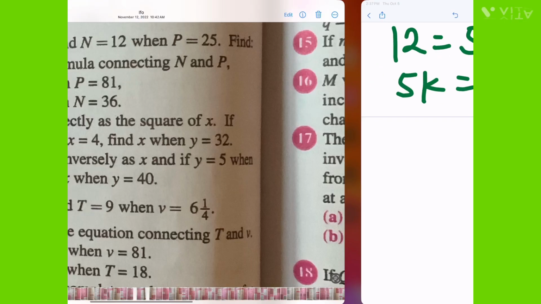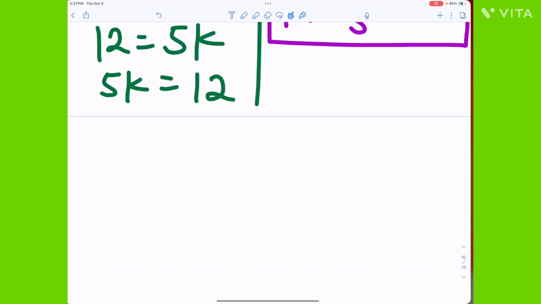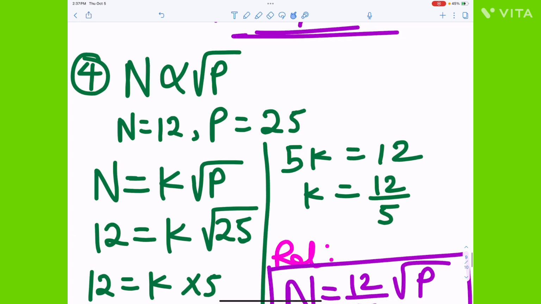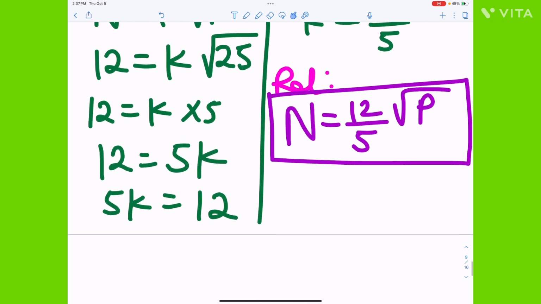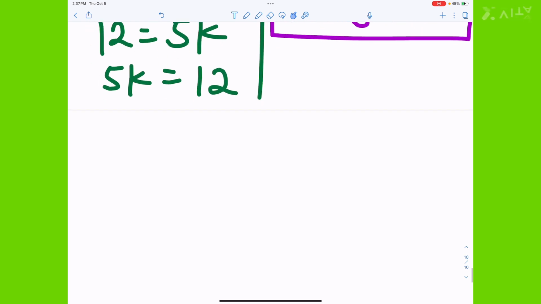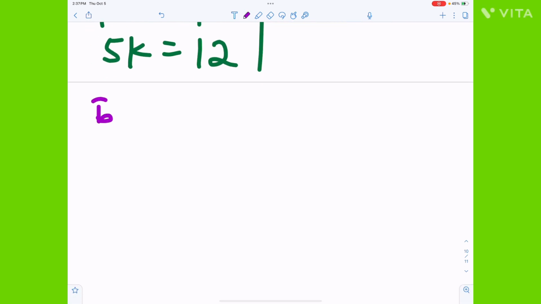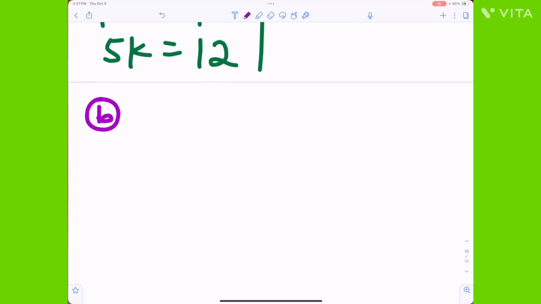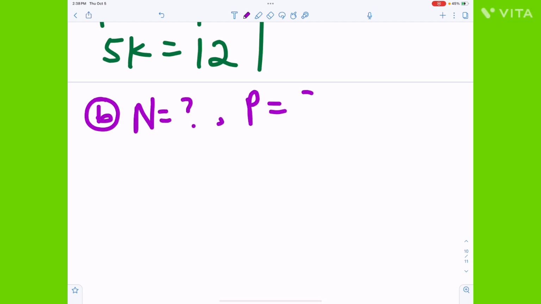Now that's the first part of the question. It says we should find the formula connecting n and p. That's our relationship that we have gotten here. We've gotten the formula connecting n and p. So question B says we should find n when p is 81.